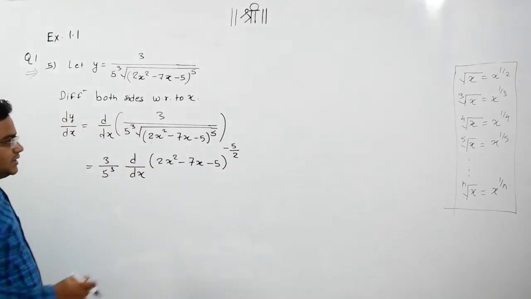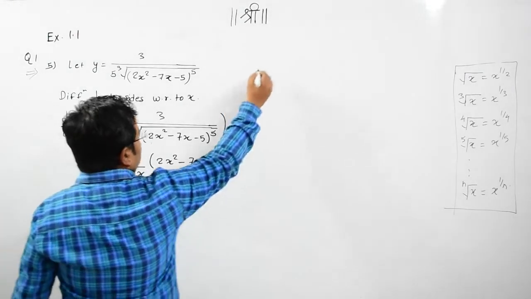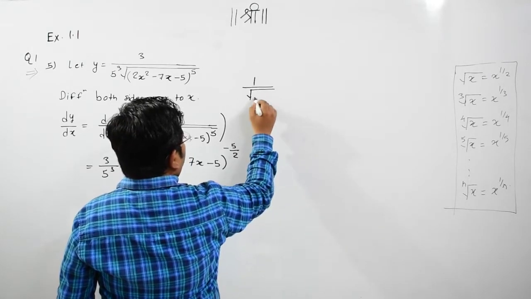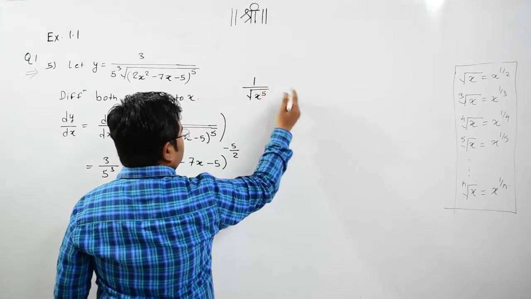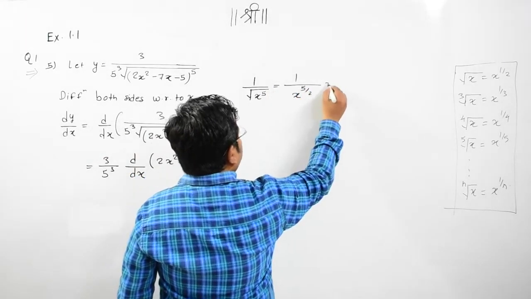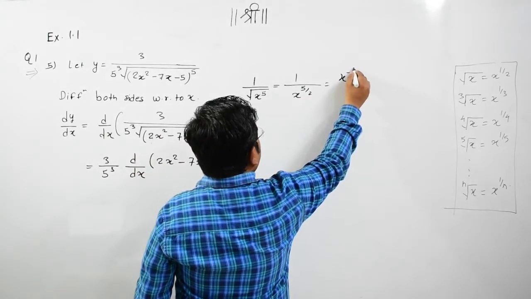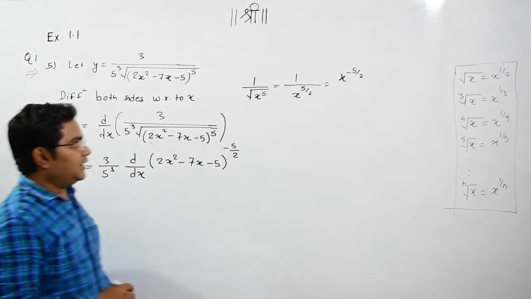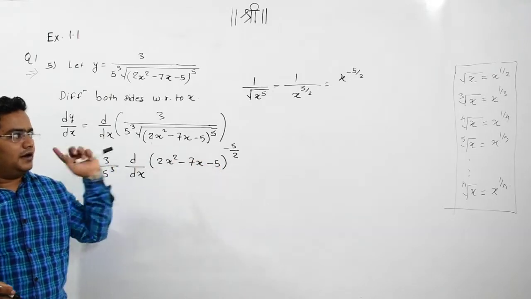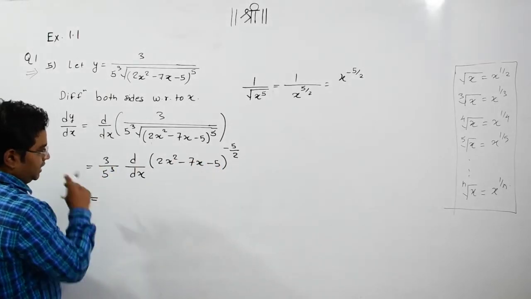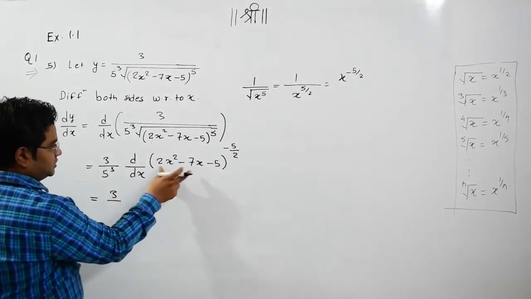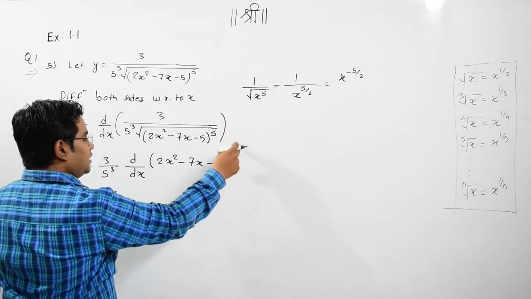Okay, so how exactly is this bracket raised to minus 5 by 2? Because I would like to give you one solution. So under root of x raised to 5, which is nothing but 1 upon x raised to 5 by 2, which is nothing but x raised to minus 5 by 2. Hope you are getting it. So in that manner we can take this as x raised to minus 5 by 2. Now our next step says that differentiating this quantity you will get 3 upon 5 cubed, so this is f of x raised to how much? Minus 5 by 2.